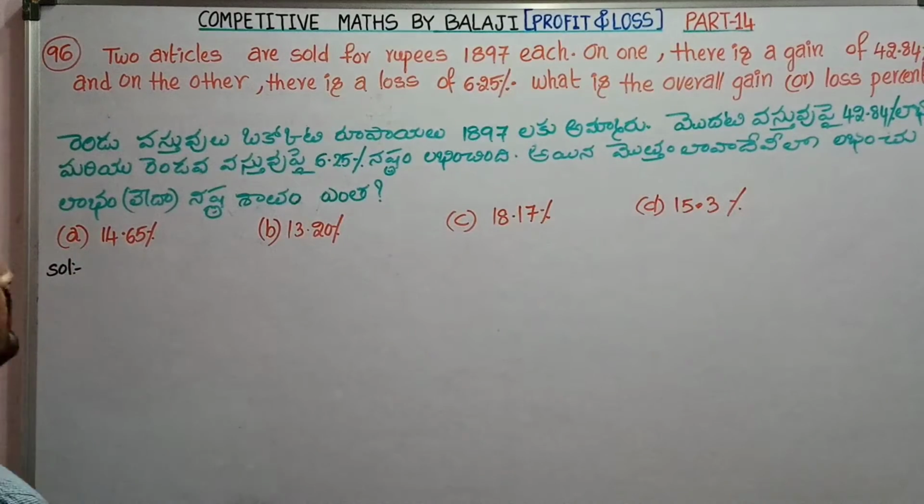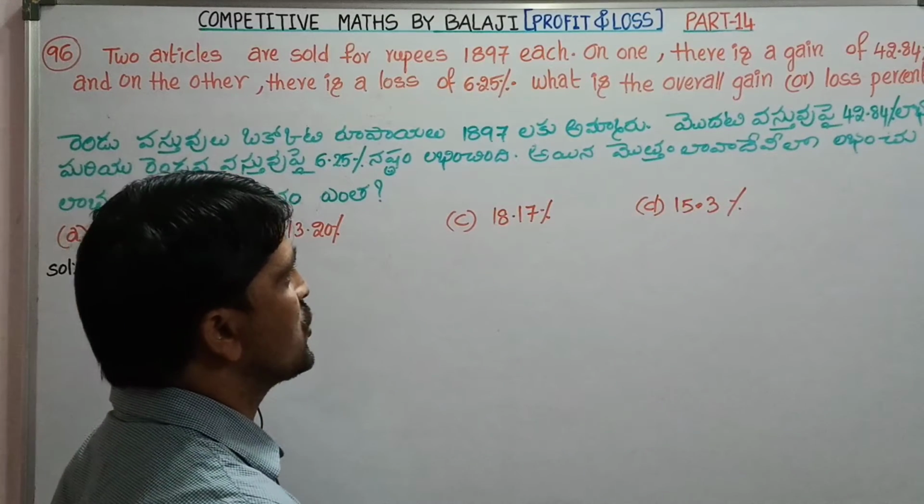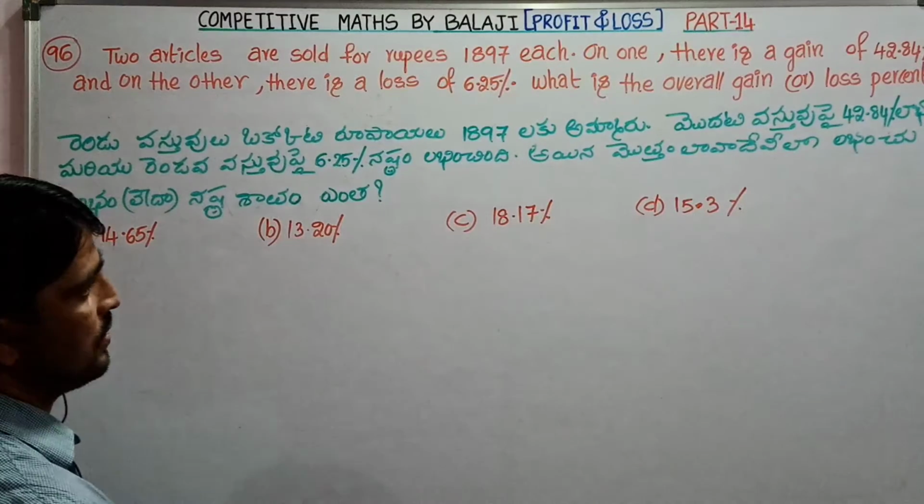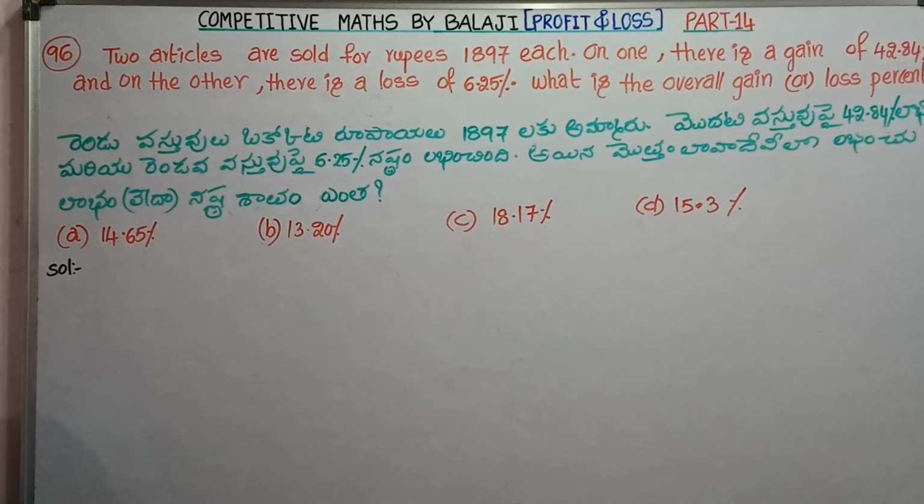96. Two articles are sold for rupees 1897 each. On one there is a gain of 42.84% and on the other there is a loss of 6.25%. What is the overall gain or loss percent?